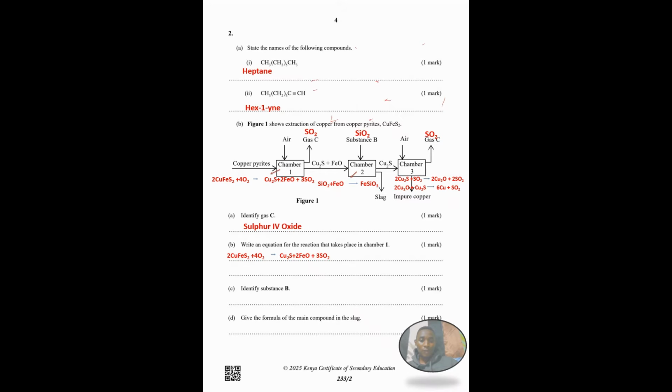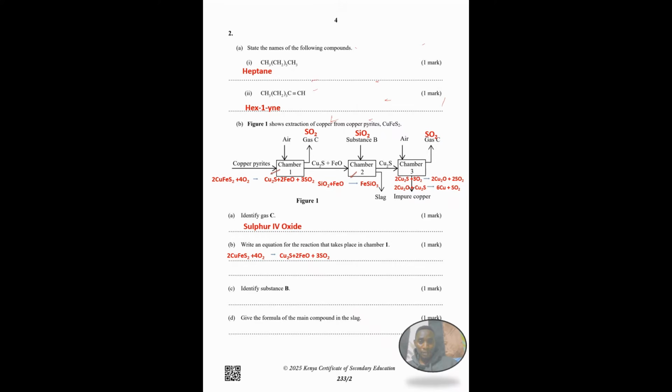Balanced equation. Please don't forget to include the state symbols. This is a solid, this is a gas, oxygen is a gas. Then copper 1 sulfide is again a solid, and iron 2 oxide is again a solid, and then we have sulfur 4 oxide gas. So please don't forget to include the state symbols of these products and reactants.